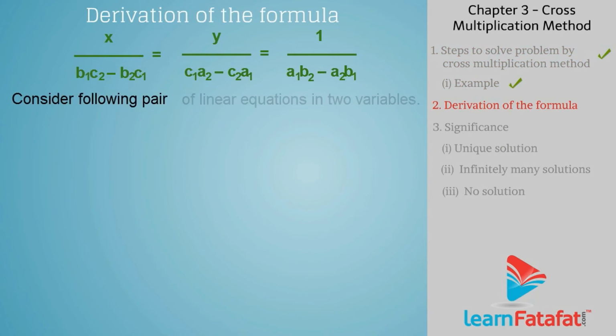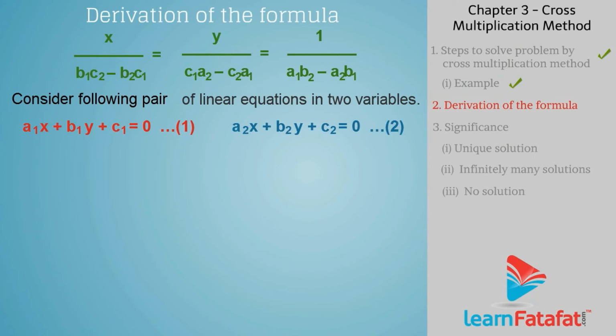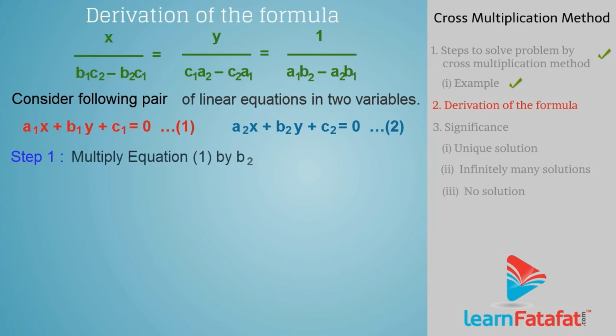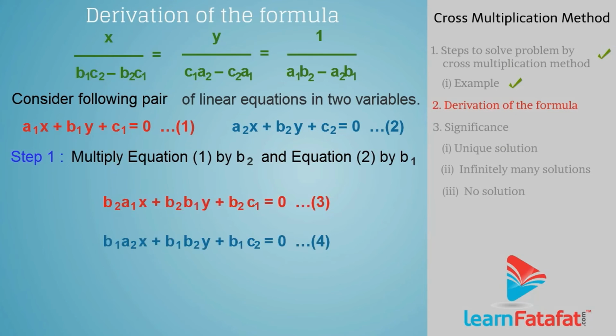Derivation of the formula. Consider the following pair of linear equations in two variables, a1x plus b1y plus c1 equals 0, and a2x plus b2y plus c2 equals 0. Step 1. Multiply equation 1 by b2 and equation 2 by b1 and solve the equation. We get equations 3 and 4.